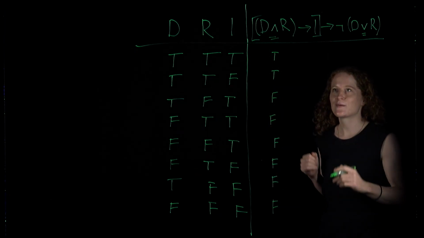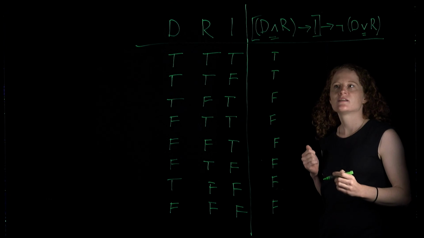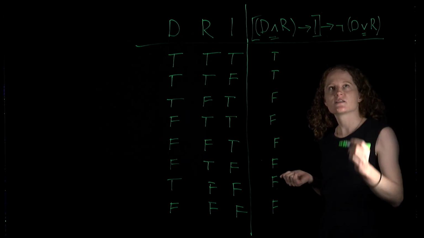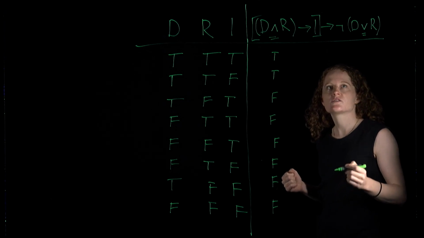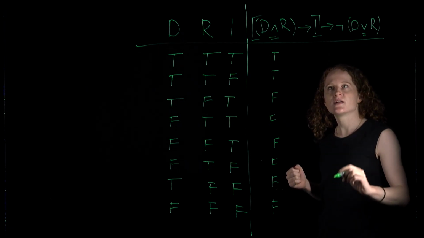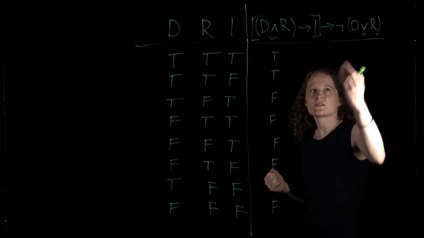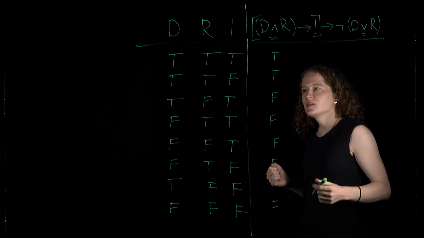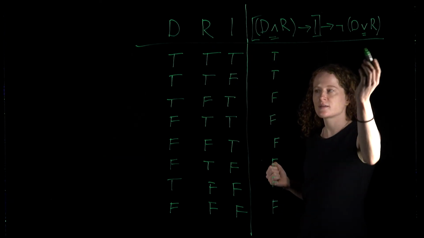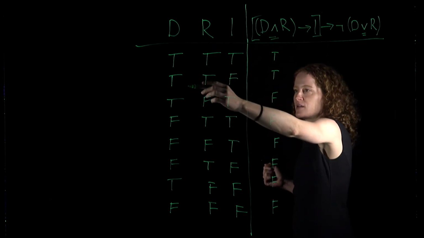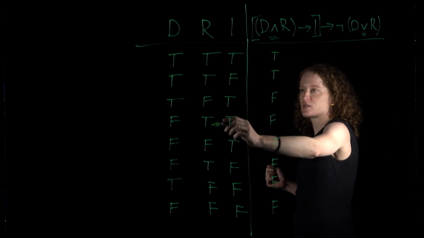Good. That was our first column. Next, let's look at the disjunction here. I know that a disjunction is true just in case at least one of the 2 disjuncts is true. So I need to look at the truth values of D and of R again to figure out the truth value of this disjunction. Now I see in the first 3 rows D is true, so the disjunction is going to be true. And in the 4th row R is true, so the disjunction is going to be true again.